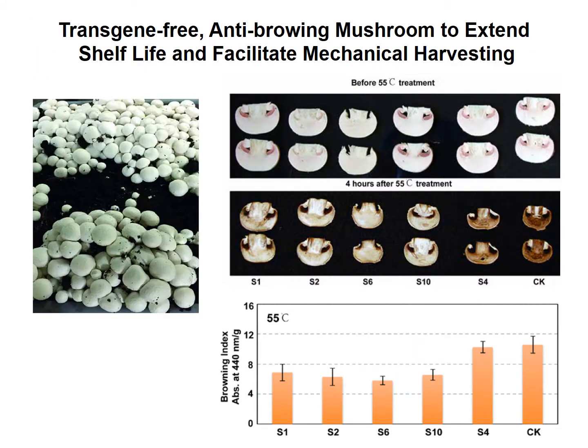A transgene-free anti-browning mushroom extends shelf life and facilitates mechanical harvesting. As you can see, the anti-browning mushroom is white. The browning mushroom is brownish.